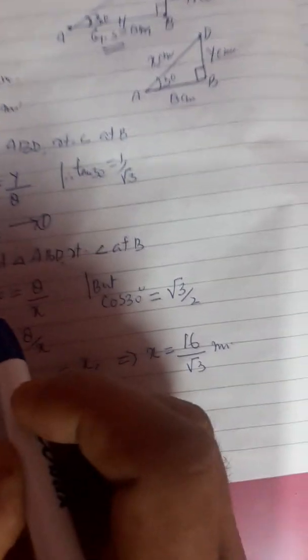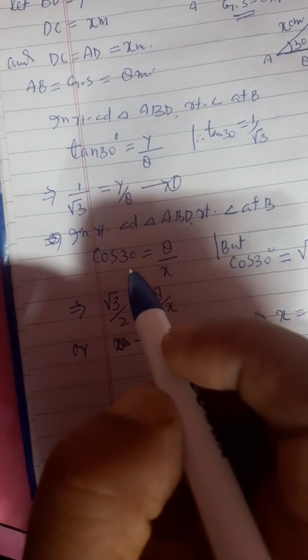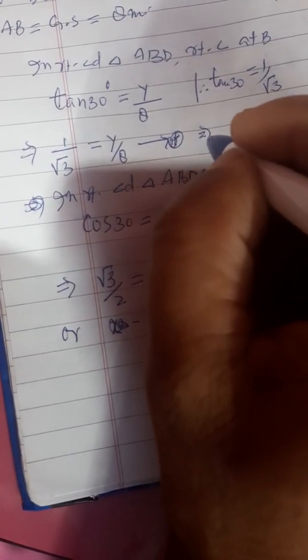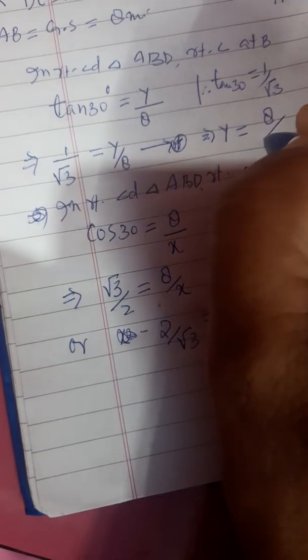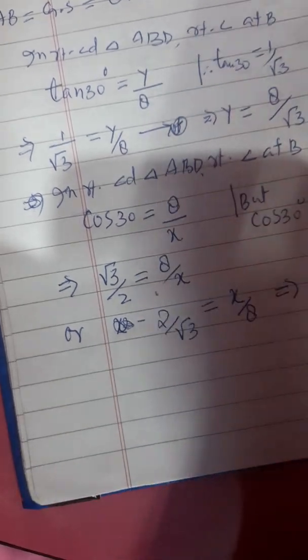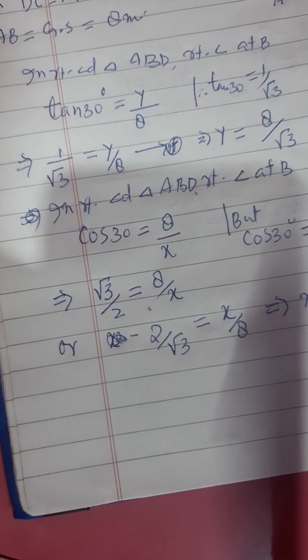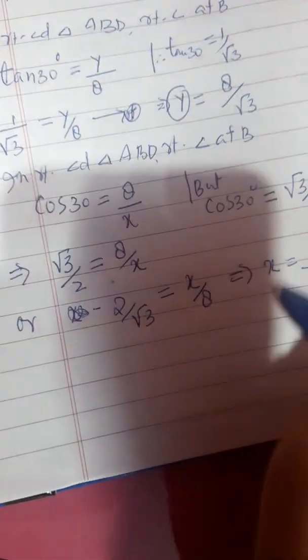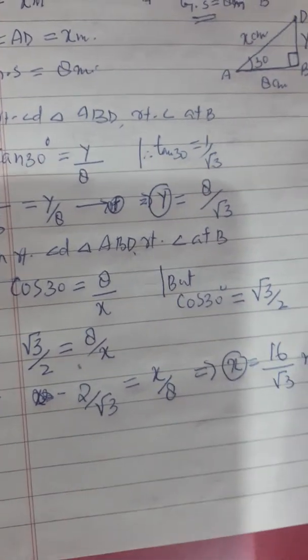If we look at your first one, that was equal to 1 by 3. If you want to calculate here the value of y, you will get it easily. y is equal to 8 into 1, or 8 by under root 3. So in this manner we calculated both the values of x as well as the value of y, because x and y together make the height of the tree.